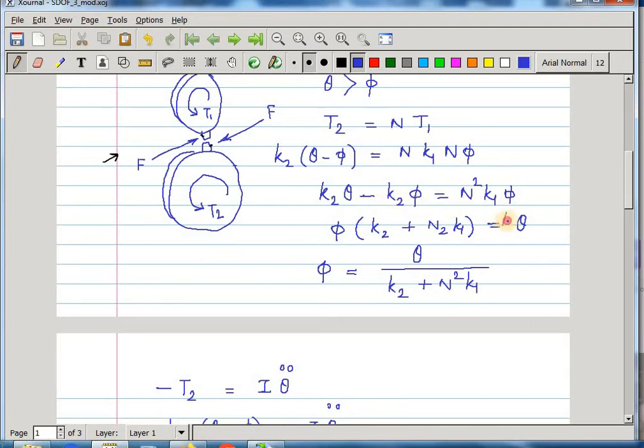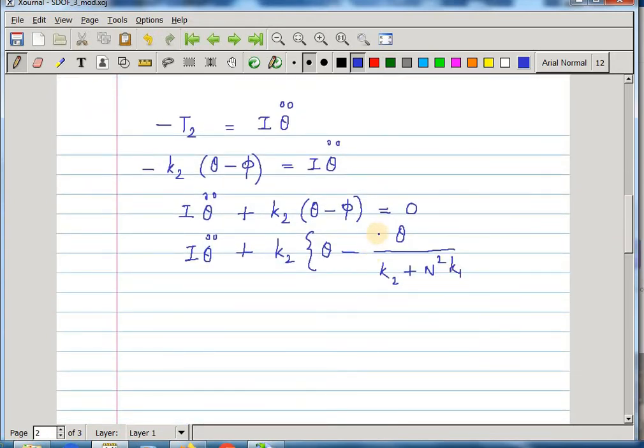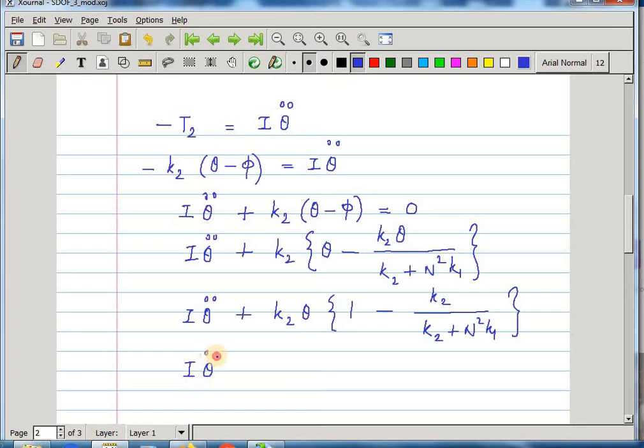Here I have made one mistake. This is k2 theta. So this is I theta double dot plus k2 theta into 1 minus k2 by k2 plus n square k1, or I theta double dot plus k2 theta times n square k1 divided by k2 plus n square k1, equal to 0.